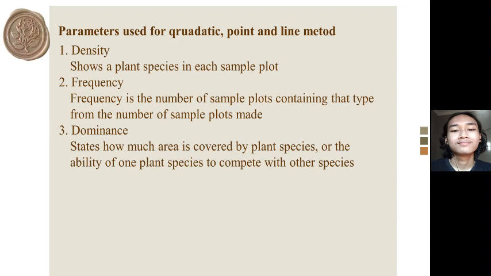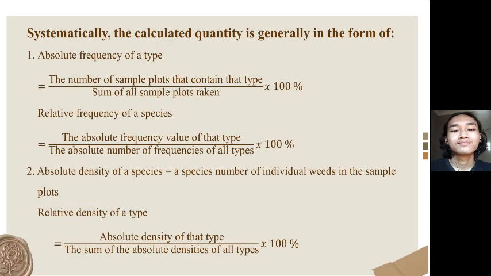Parameters used for the quadrat, point and line method. Number 1. Density. Density is how many plants of a species are in its sample plot. Number 2. Frequency. Frequency is the number of sample plots containing that type from the number of sample plots made. Number 3. Dominance. Dominance states how much area is covered by a plant species, or the ability of one plant species to compete with other species.